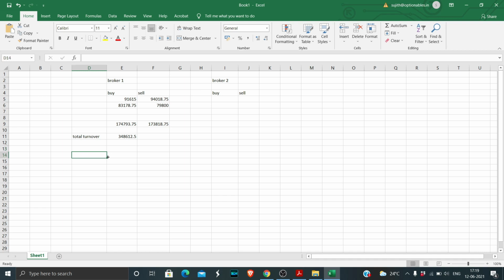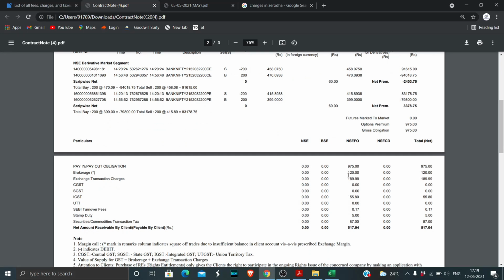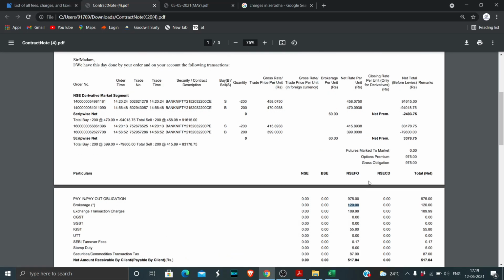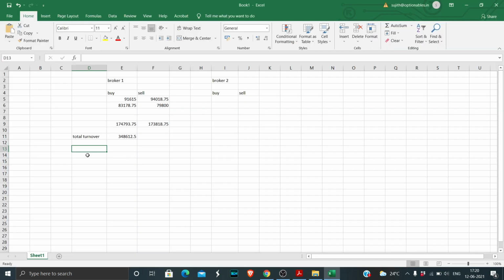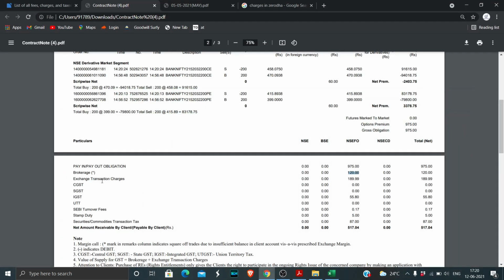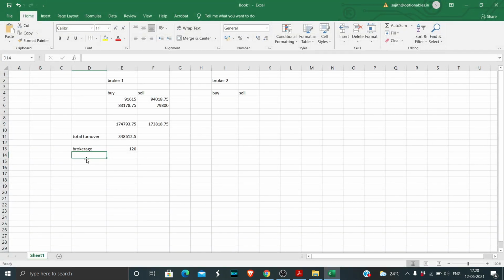Now we'll start calculating the charges. The brokerage was 120 because there were 6 trades at 20 rupees per order, so it is 120. Brokerage is fixed at 120 rupees. Next comes the exchange transaction charges. Exchange transaction charges are nothing but transaction charges plus clearing charges put together.